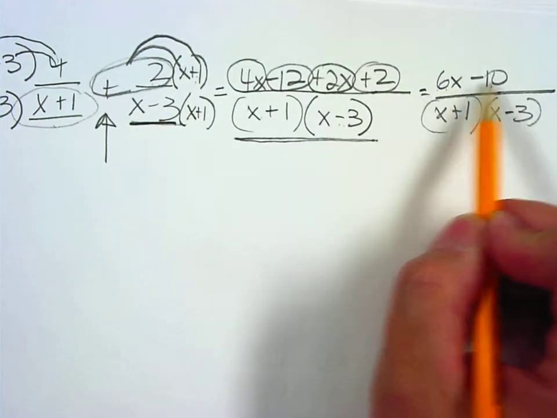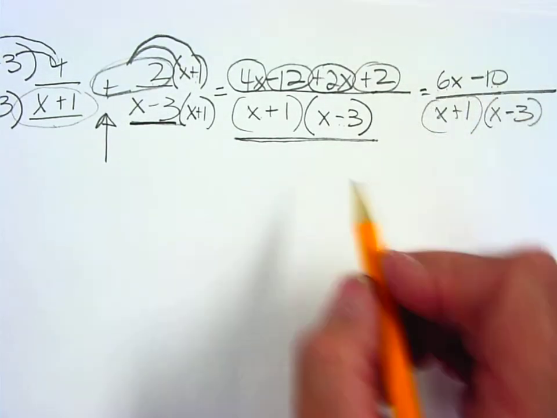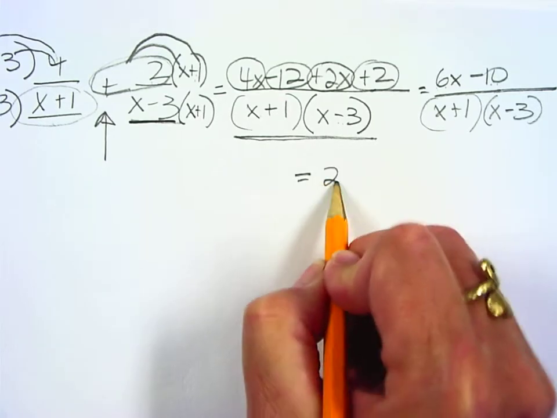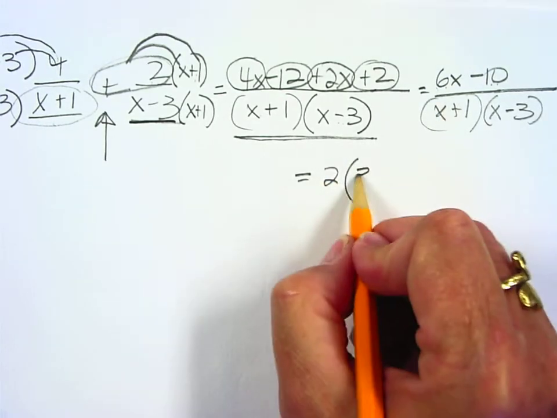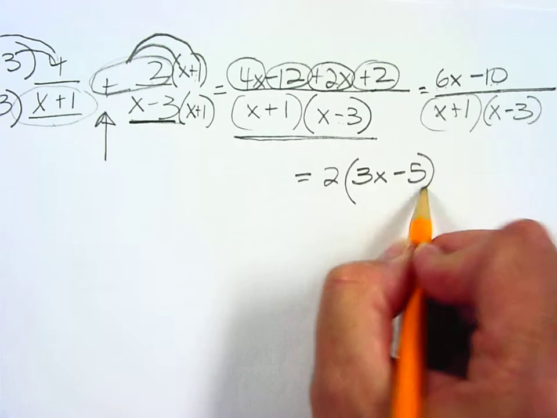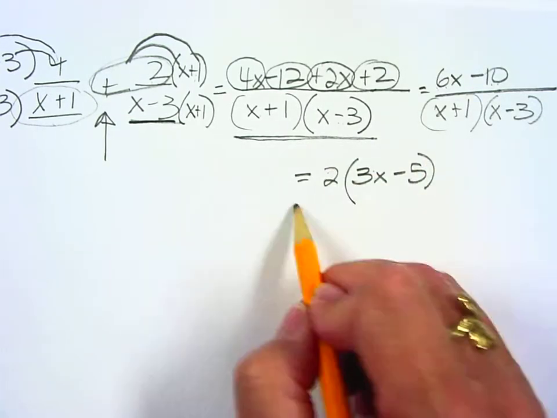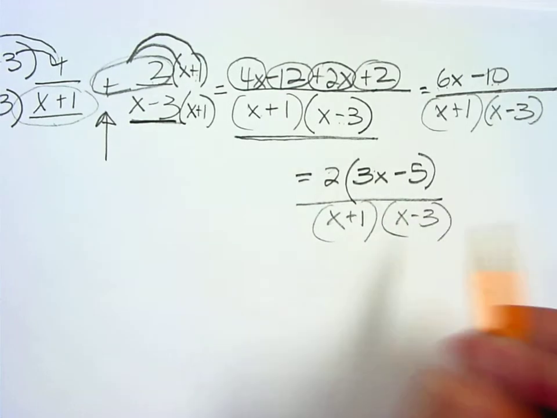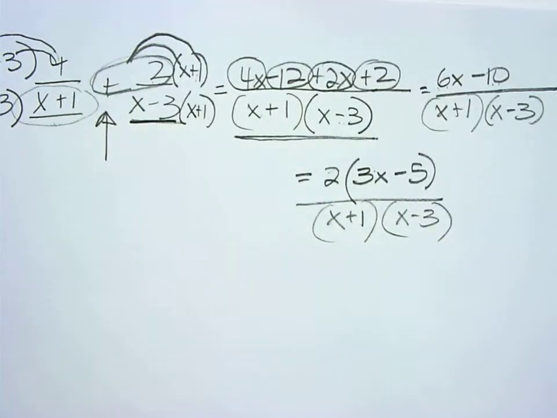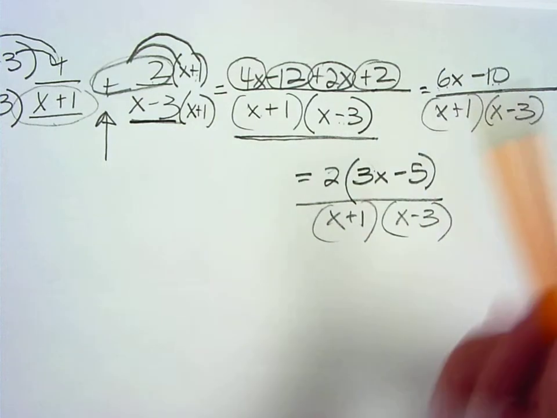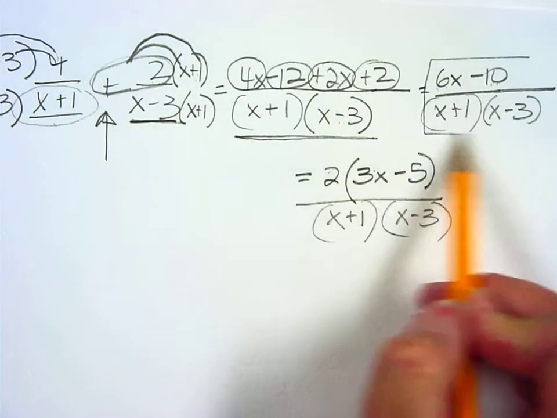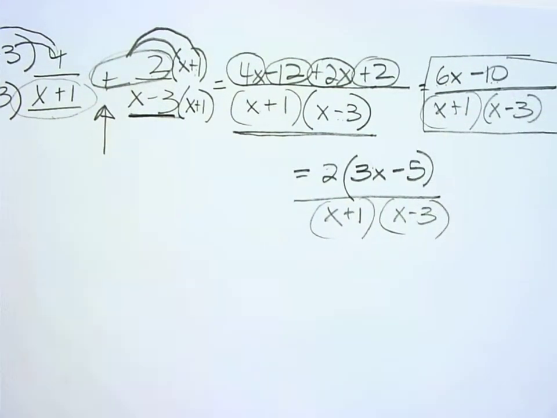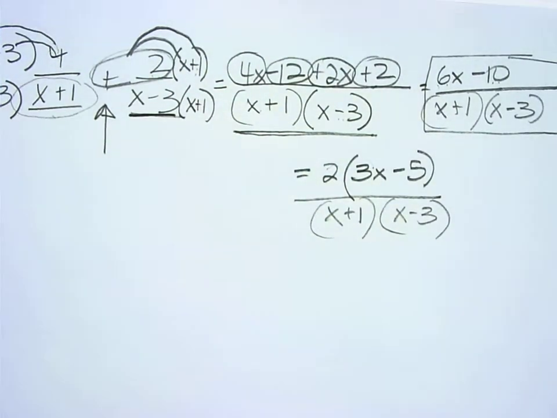And I can pull out a GCF here of 2, so that would be 2 times 3x minus 5, double check, that's 6x minus 10, over x plus 1, x minus 3. No factors in common, so actually the answer that I see on that paper is this one here. Okay, I'm going to do 7 through 12 on another video.